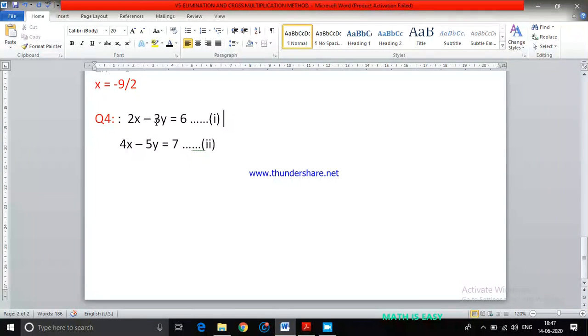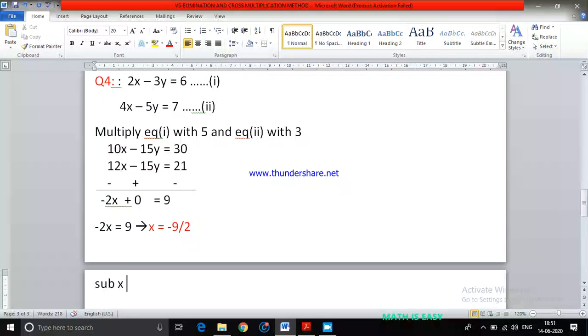You see here, the coefficient of y is minus 3, and here the coefficient of y is minus 5. How do I make their coefficients the same? I have to multiply the equation with some number. I have to multiply equation 2 with some different number, so that the coefficients will remain the same. So what I do here, substitute the x value, x equals minus 9 upon 2, in equation 1.